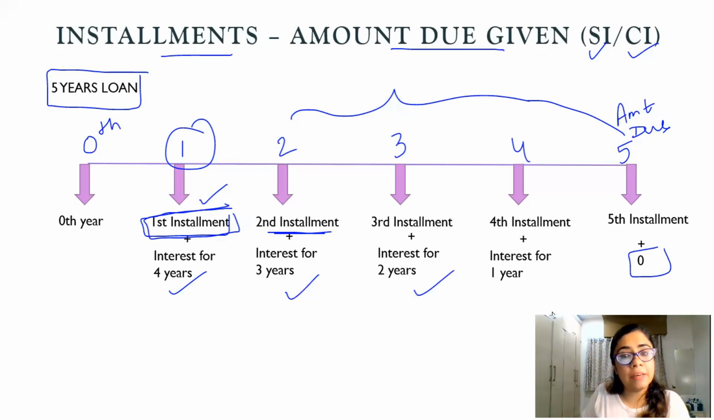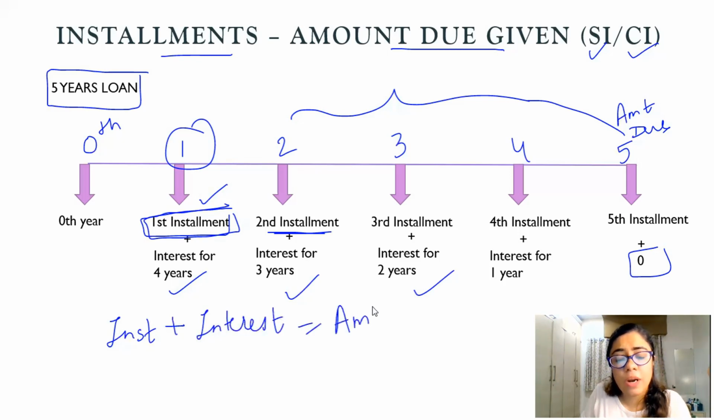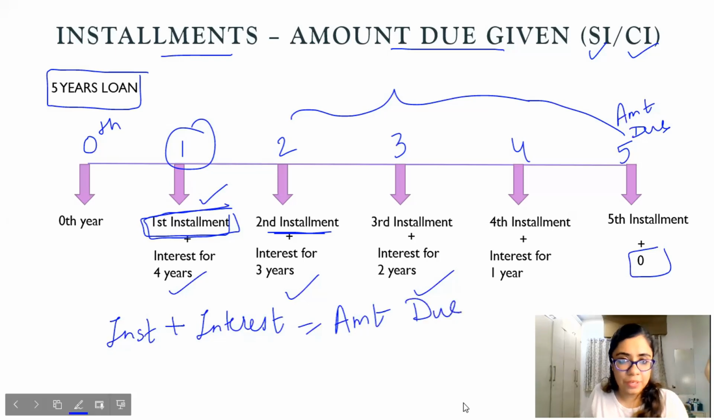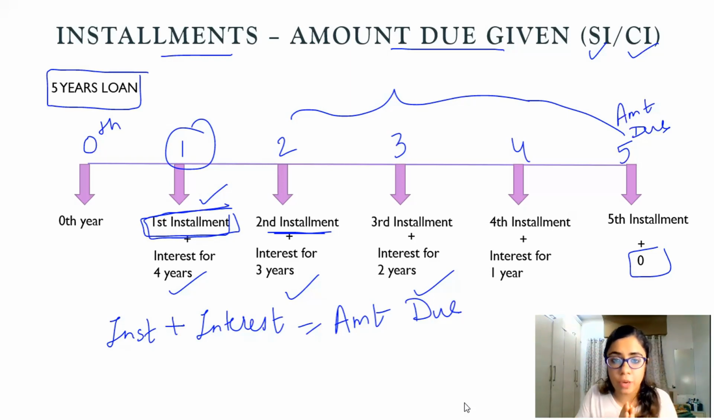So they balance the money in such a way that your total installments, the installments which you pay across 5 years, plus your interest generated, is equal to your amount due. So here the total installment which you are paying plus the interest that is being generated is equal to the amount due. So instead of giving you the interest, they will just subtract that money from your loan taken.